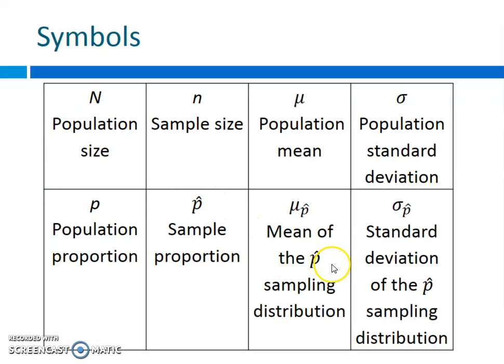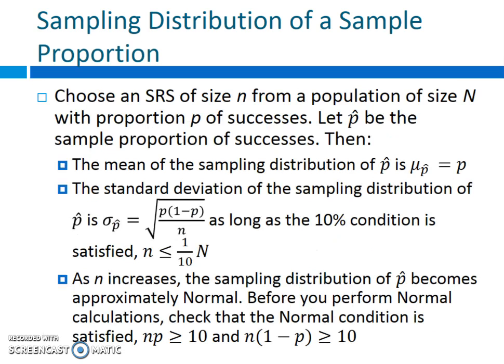P hat is sample proportions, so it's the mean of the sample proportions. Very tricky to understand, but notation here is so crucial, everyone. If I could have a highlighter, I would highlight this entire box. This is the meat and potatoes of what you need to know about a sampling distribution of a sample proportion.